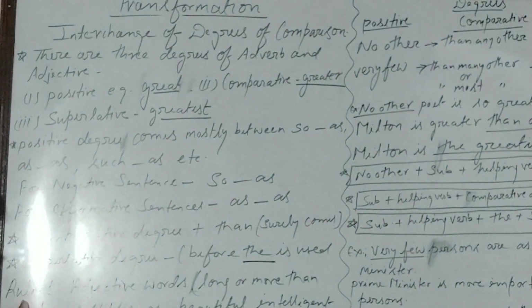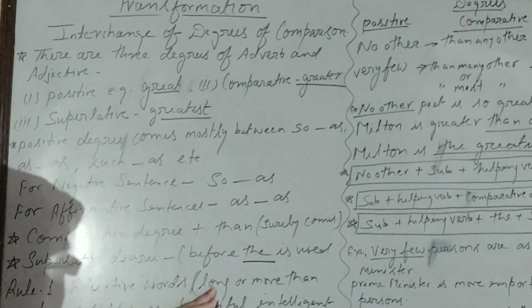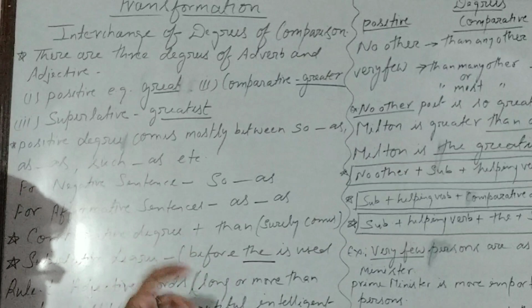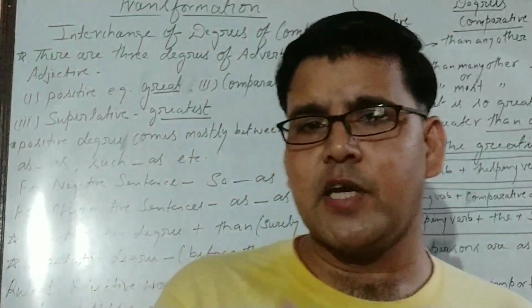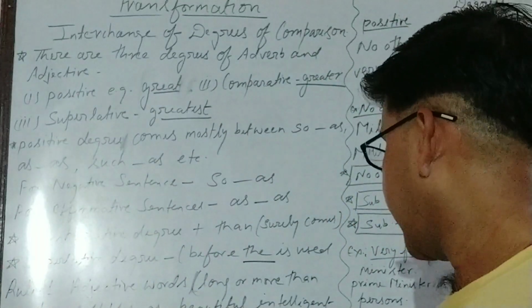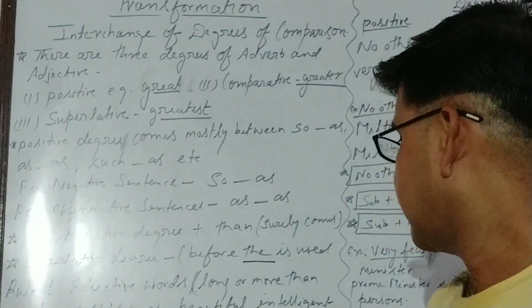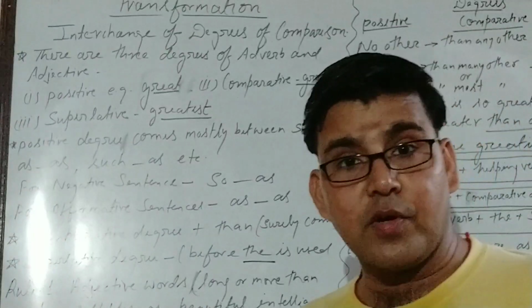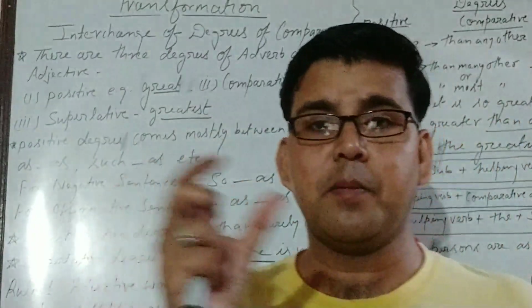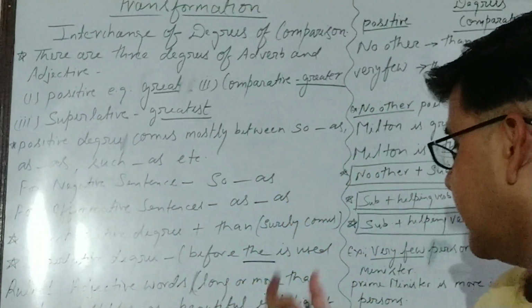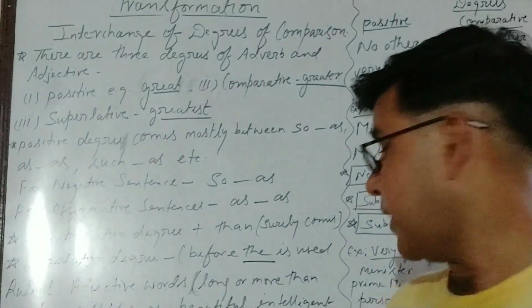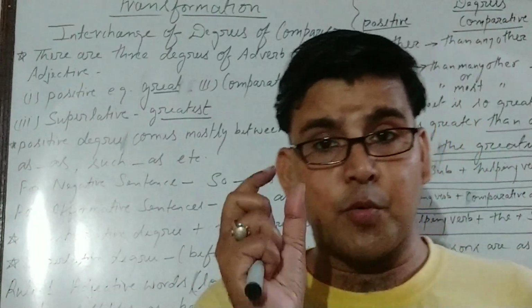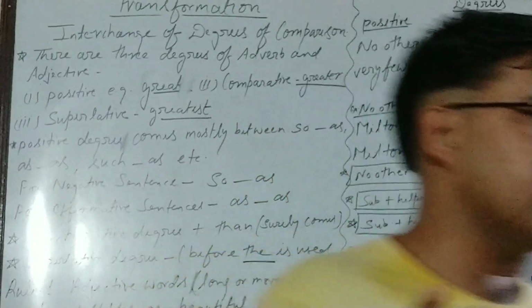Now next we talk about rule number 1, adjective words which are very long or have more than 2 syllables, like intelligent, beautiful. Beautiful is beauty plus full. The words which are long, which have 2 syllables.